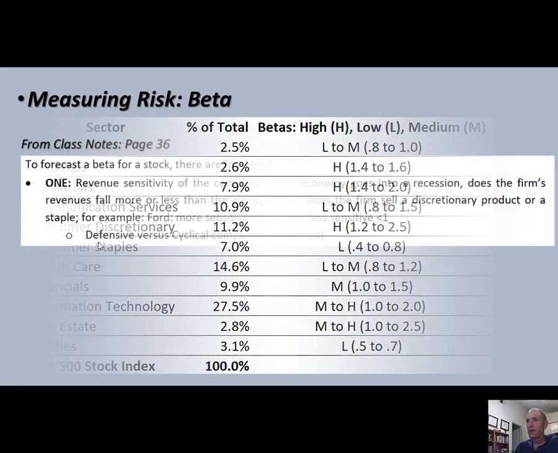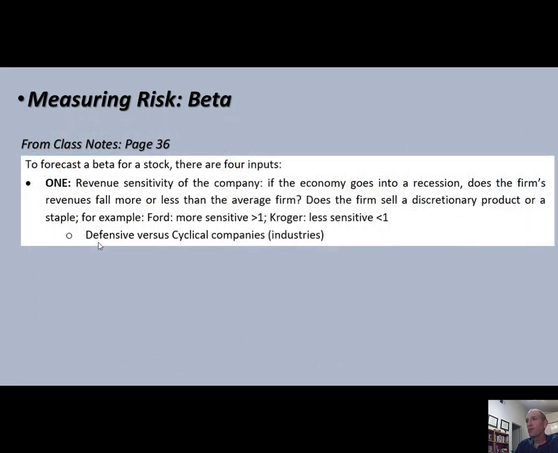Step 1 is what I call revenue sensitivity, or just defining your firm. Is your firm a defensive company, or is it a cyclical company? If the economy goes in recession, does your firm's revenue fall less or more? And here I'm focused on revenues. Does your firm's revenues fall more or less than the average firm? Do they sell a discretionary product, or do they sell a staple? So I'll say forward here, obviously with Tesla, Tesla should be greater than 1 because it sells a discretionary product.